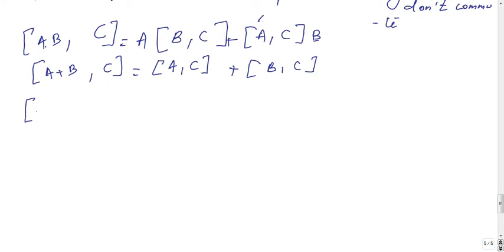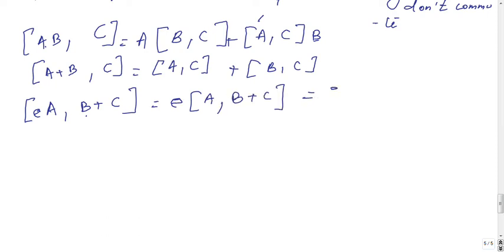And the third property is, if I have any number or scalar e and multiply it to this operator a, and I have the composite operator obtained from adding operators b and c, then e comes out of the commutator bracket, and it is the same as e times the a b commutator plus e times the a c commutator.